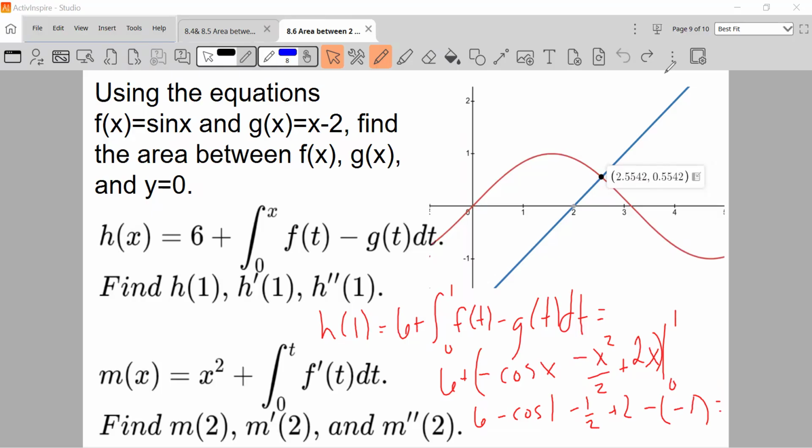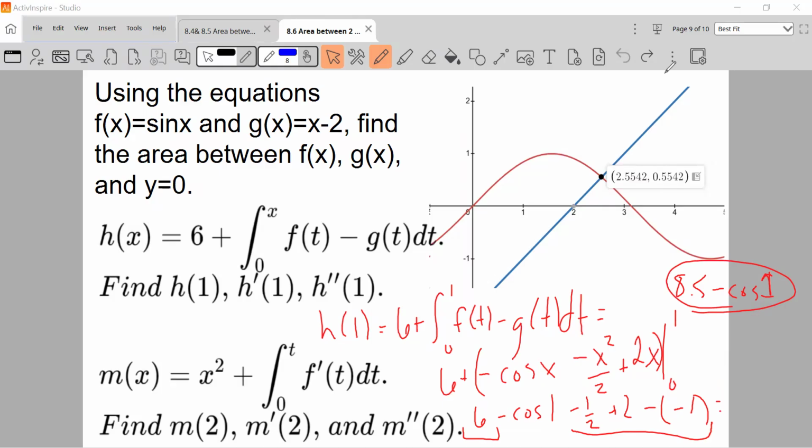But essentially, we get to here. Now we're just plugging in the bounds. We can simplify this a little bit to make that 9 minus a half, or 8.5 minus cosine of 1. But that's really all you can do. There's not really anything else you can do to simplify h of 1.